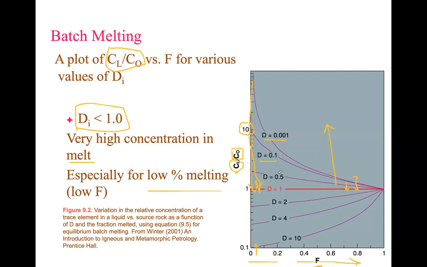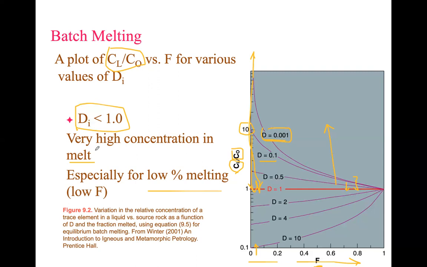But it all depends on the amount of liquid. So here it's D equals 0.01. In that case, it's almost infinity, right? A very large amount. So incompatible elements will show very large elemental partitioning into the liquid in such cases. Okay, so this is important.